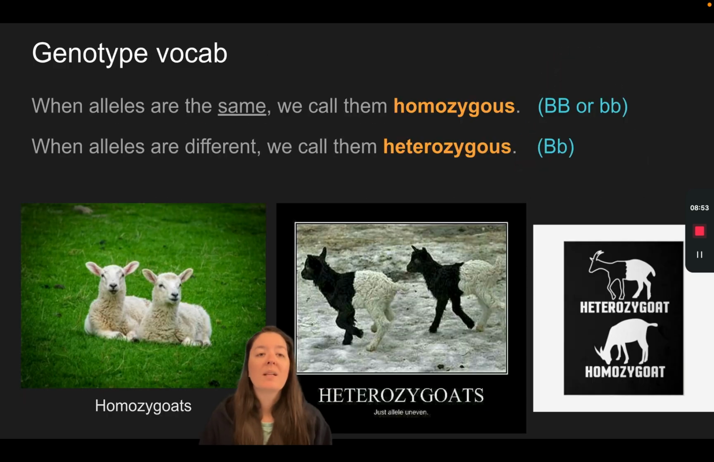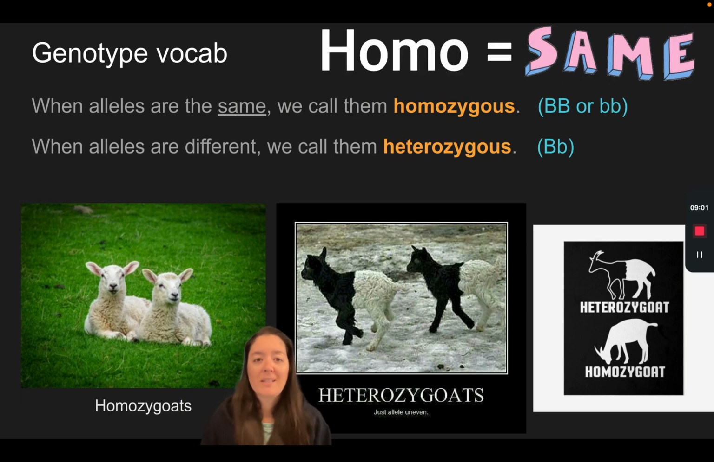More vocab. When alleles are the same, so both big or both small, we call them homozygous. Homo means same. Zygous is representing the zygote, or those two alleles together, one from mom, one from dad. We need two letters to represent the zygote, one letter from mom, one letter from dad. So if we see two letters that are the same, both big or both little, we call that homozygous. Homo meaning same, zygous meaning zygote.